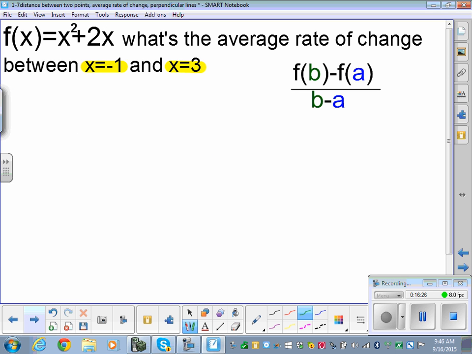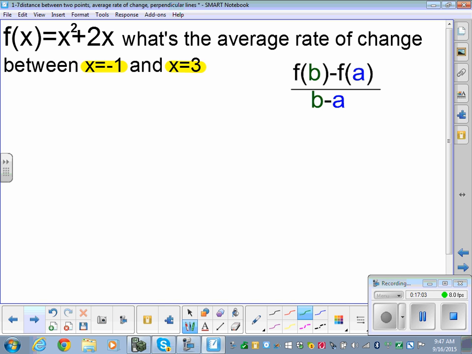Please ask questions if you're confused. Okay, so we're given the function f of x is equal to x squared plus 2x. We're asked, what's the average rate of change between x is equal to -1 and x is equal to 3? Now you need to understand, when you see the words average rate of change, you have to know to use this formula. They will not give you the formula. I'm not going to give it to you on the test. You have to read it and know average rate of change is this formula. So keep that in mind. You're going to have to know, okay?